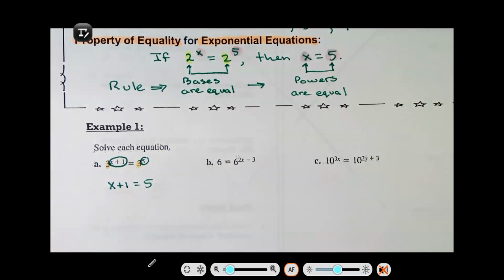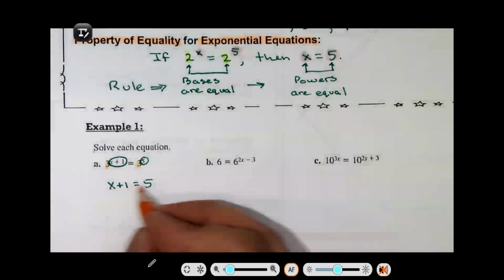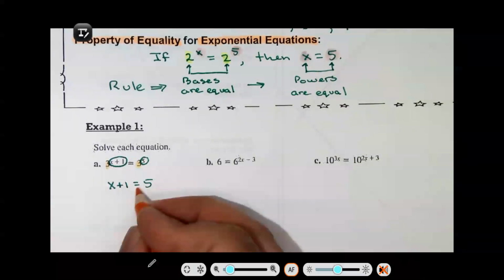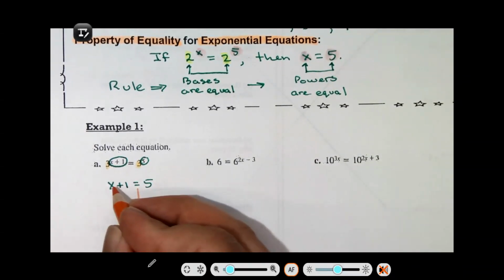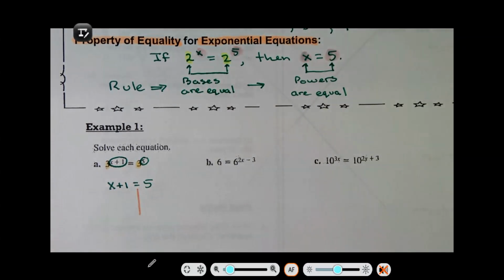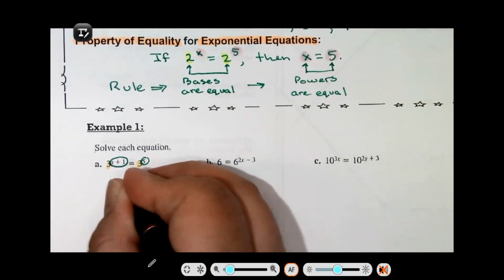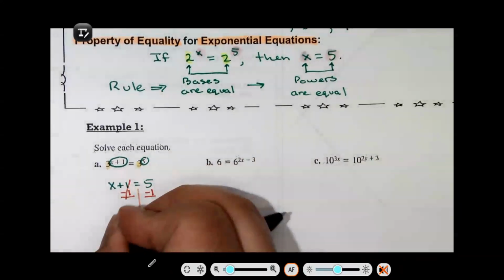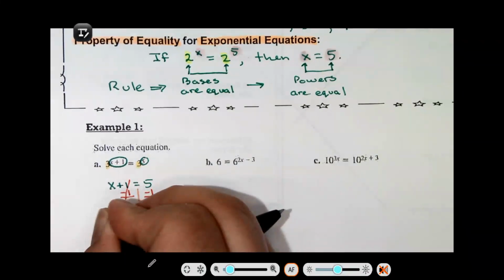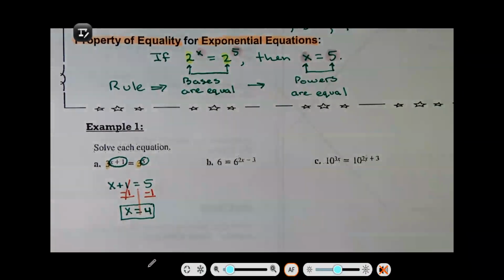That's it. And now you need to bring in all your skills that you've been using all year long. We had a lot of people freezing up on this and saying, what do I do next? You shouldn't be asking that question. You already know how to get letters by themselves. Just trust your skills. Subtract the 1, and then just like that, x is equal to 4, and look, we're done. Basic solving. Don't make the math tougher than it is.